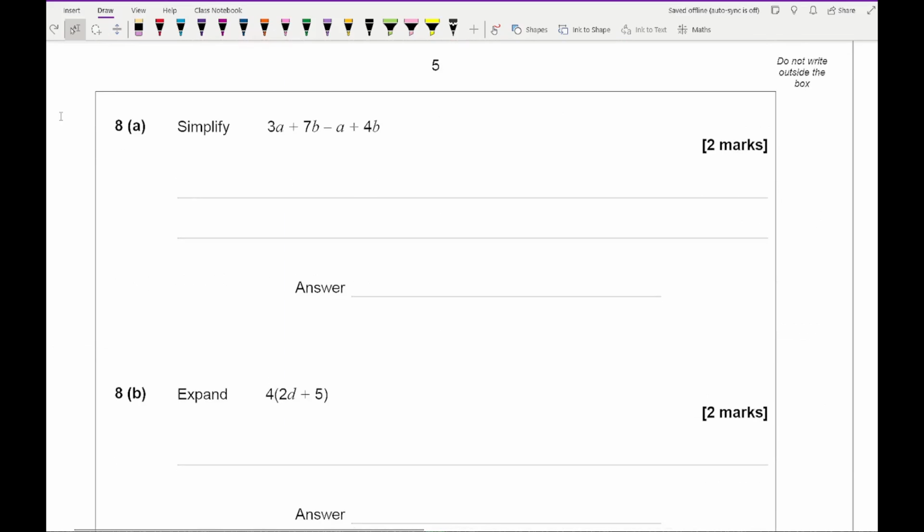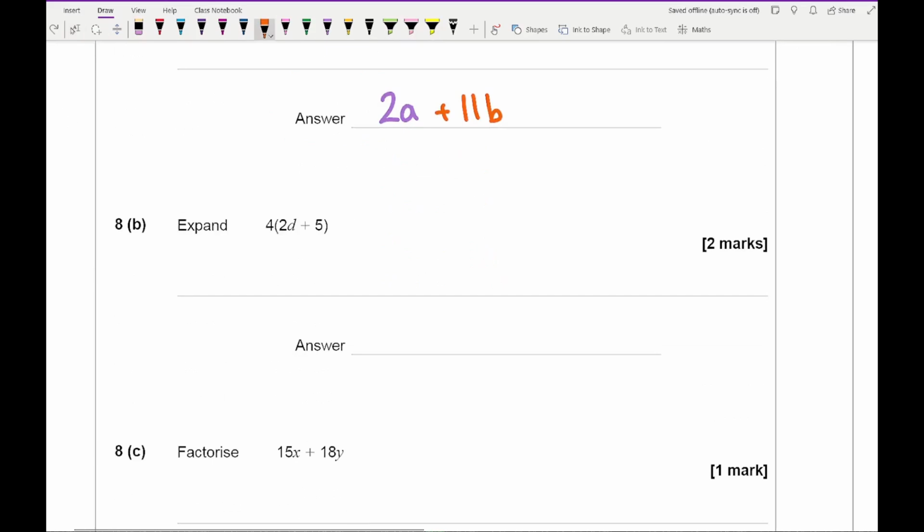Moving on to question 8a, it says simplify. So here if we simplify the a's, I've got 3a take away a, which is 2a, and then add up the b's, I've got 7b plus 4b, which is 11b. Question 8b, we're just multiplying out the brackets, so 4 times 2d is 8d, and 4 times 5 is 20.